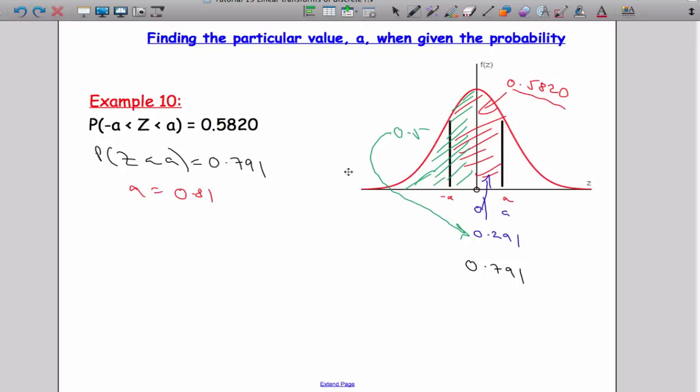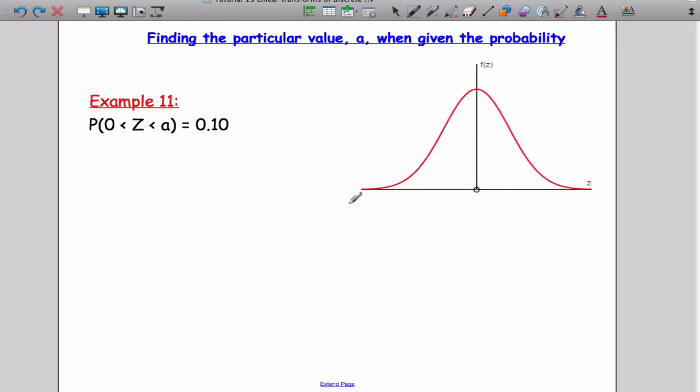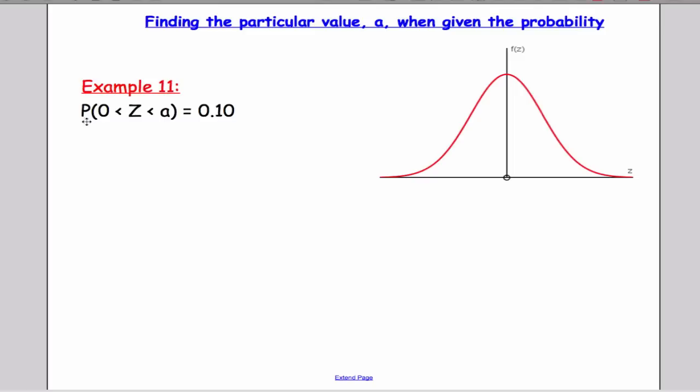And you could always work backwards again to check your answers. You could put 0.81 there, minus 0.81 there, see if you can get the total probability for that section and see if it comes out to be 0.5820. Okay, on we go. Okay, so next one here is the probability that 0 less than Z less than A equals 0.10. So let's draw that in.